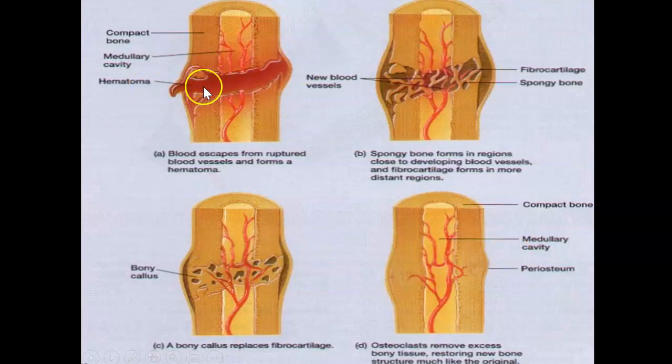So we basically start with a bruise, a hematoma, and this gap full of blood and fluid. That's going to end up converting into fibers that will connect the two ends of the bone, and new blood vessels will also connect the two ends of the bone. That is then going to convert to spongy bone, and that is then going to convert into compact bone.